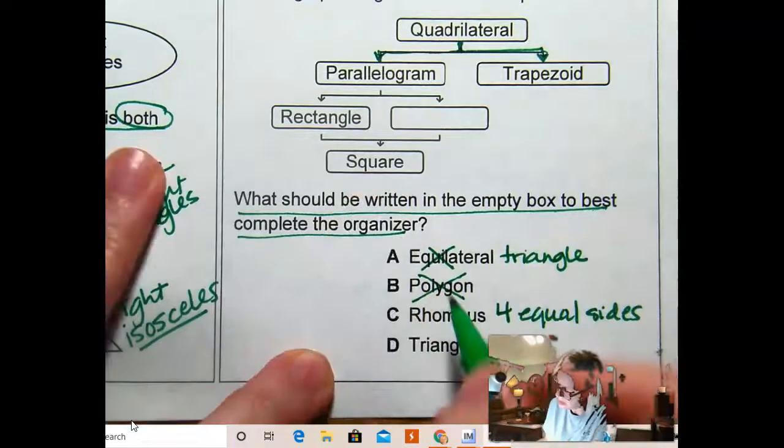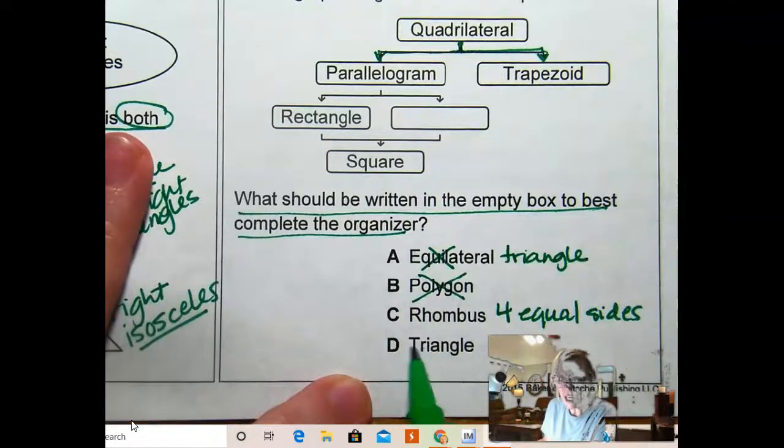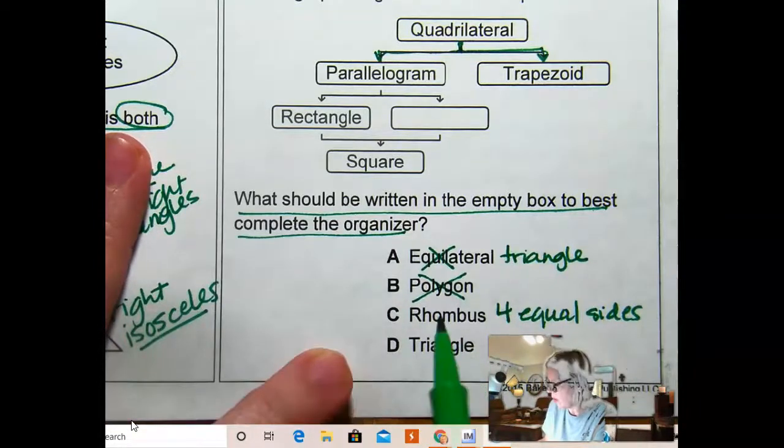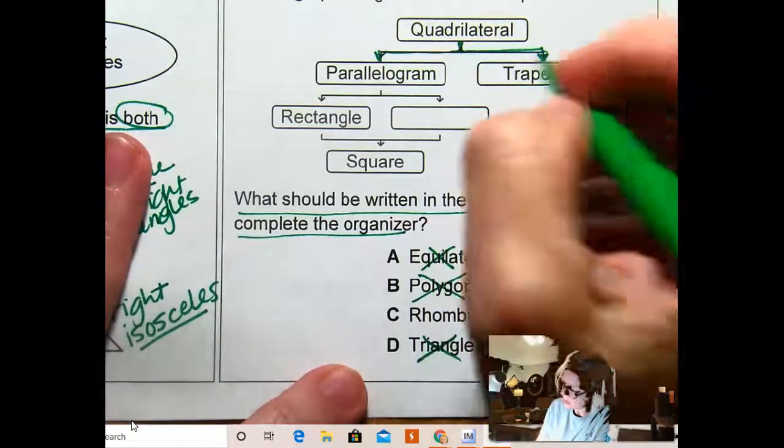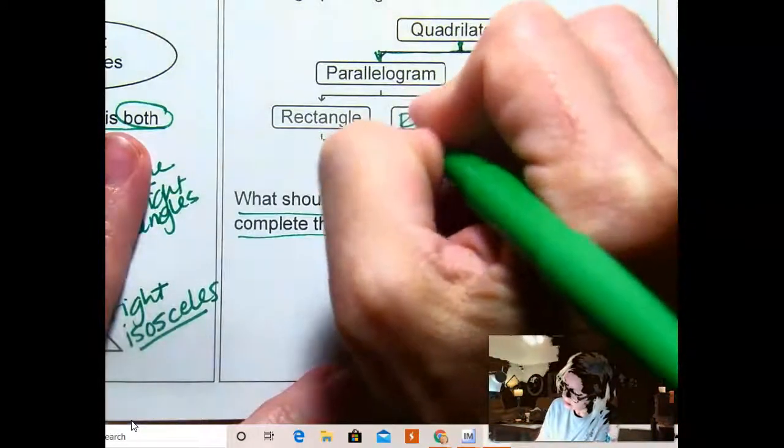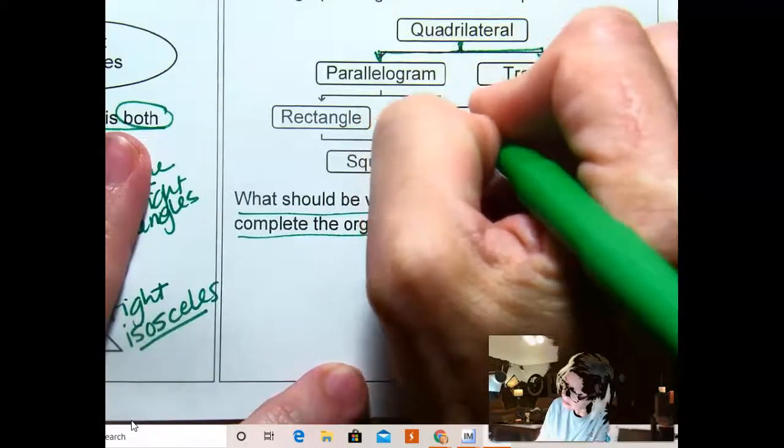Okay, so I think that goes there because look at this next word. A triangle is not a type of quadrilateral on any planet except on planet Zoltan. So there you go. We are not there. We are on Earth. So we're going to put a rhombus right there.